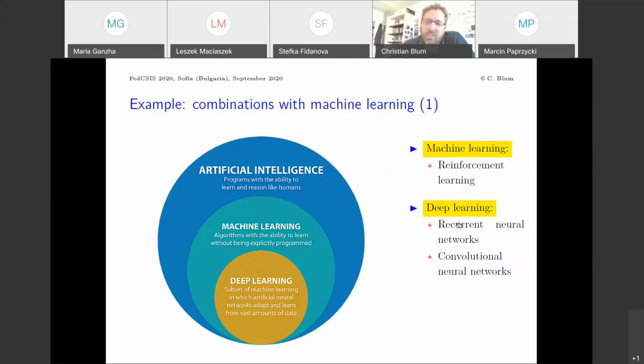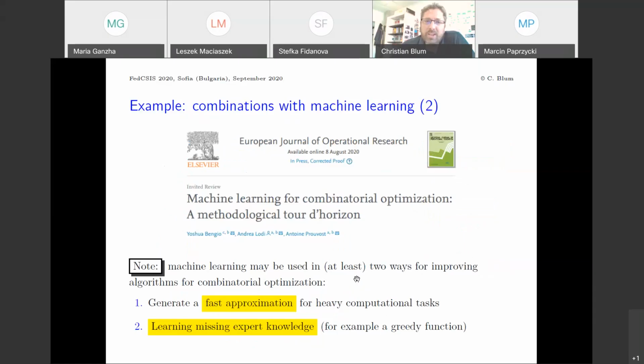So there are different architectures. There are many architectures nowadays. In fact, I just put two here as an example. You can have recurrent neural networks, for example, convolutional neural networks, graph neural networks, and so on. Actually, there's a nice paper which was published this year by Bengio, Lodi, and Provost. This paper gives the first survey, let's say, on how to use machine learning and often deep learning for combinatorial optimization. I really recommend, if you want to know more about this, to look into this paper.